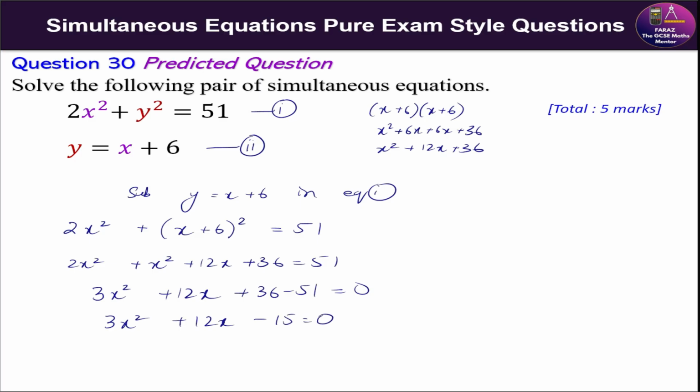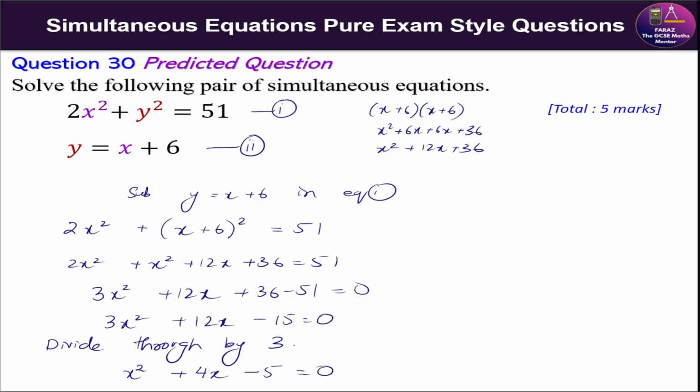Now you have to factorize this quadratic equation. So what we can do here is divide the whole equation by 3 first to make it easier. Divide through by 3. So 3 divided by 3 gives you 1x squared. 12 divided by 3 gives you 4x. 15 divided by 3 gives you negative 5 equals 0.